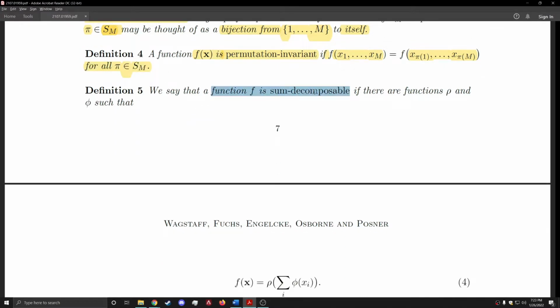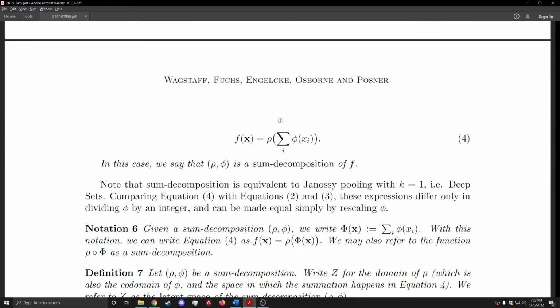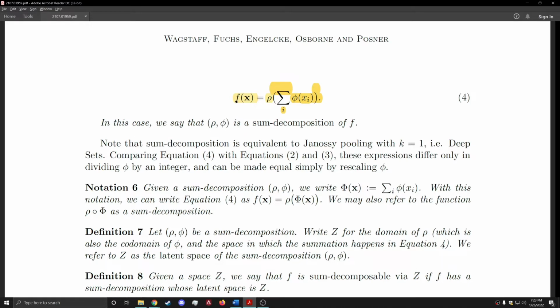We say that f is sum decomposable if the function fits in this form right here. If it fits in this form, you've done it. You've represented that function in terms of sum decomposition. Proving this, and the requirements for it, is going to be the main idea behind this whole section, the whole of section 3.